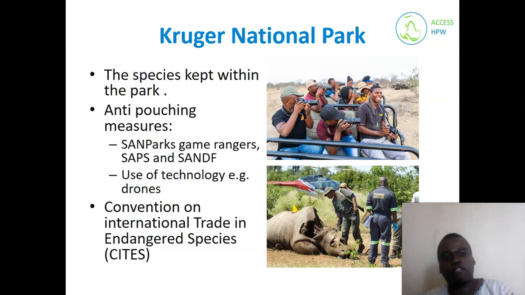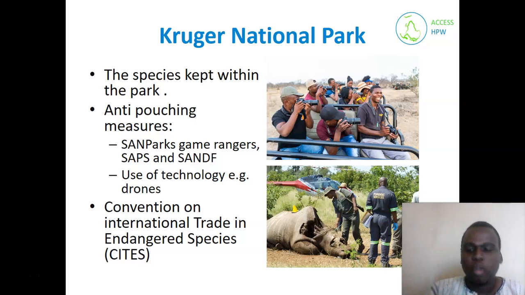Most parks face poaching, where they're hunting rhino and elephants. So there are anti-poaching measures that are adopted. These include SANParks game rangers, the South African Police Service, and the South African National Defence Force working together to combat poaching. And they also include the use of technology like drones to combat poaching.